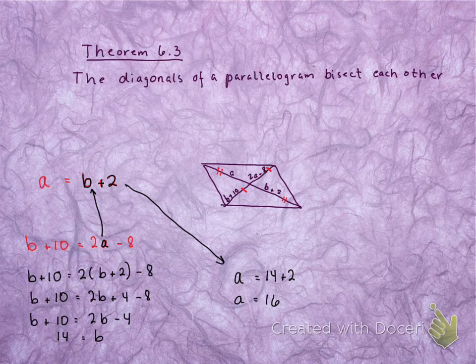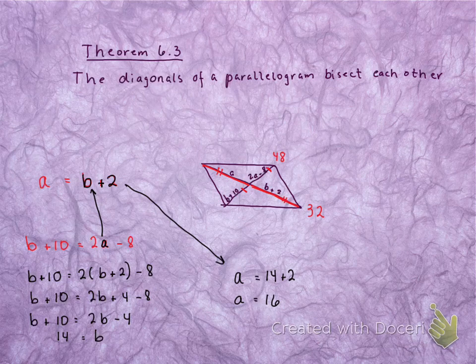So that means that the diagonal that has 2 tick marks on it has a length of 32. That's because the length A is 16 and B plus 2 is also 16. So the longer diagonal is equal to 32, and then the shorter one is going to be equal to, well, 14 plus 10, 24 and 24 is 48.